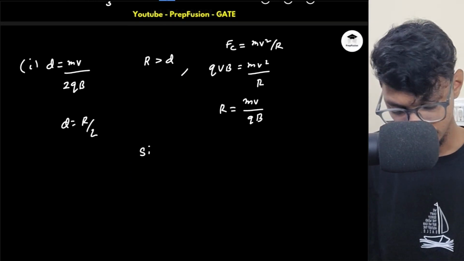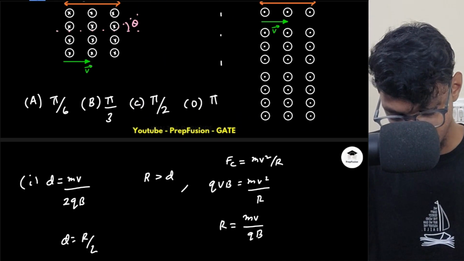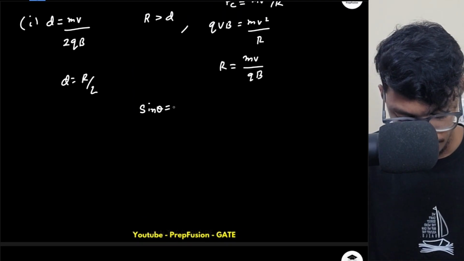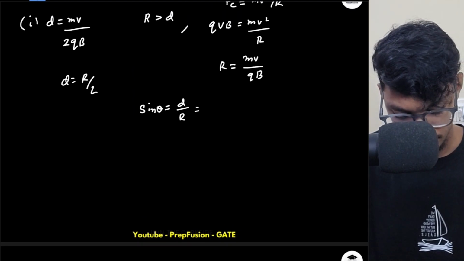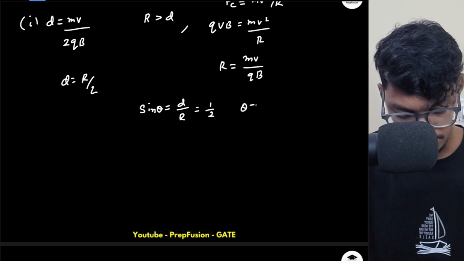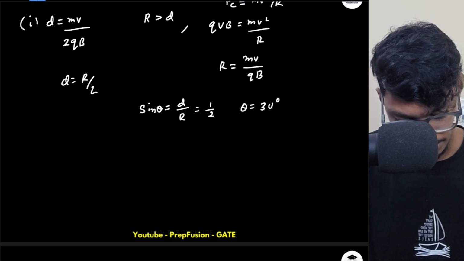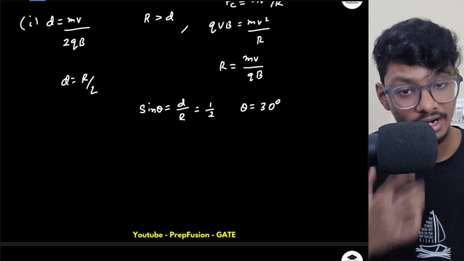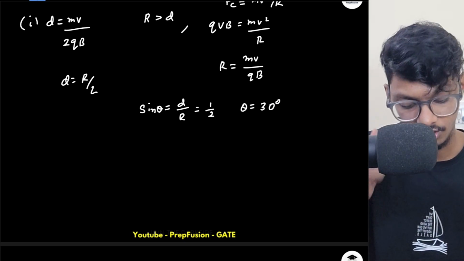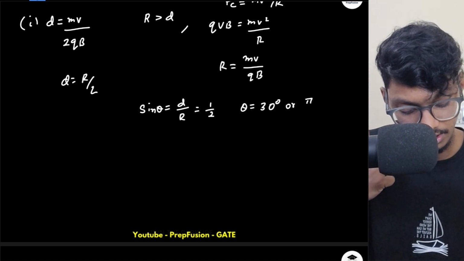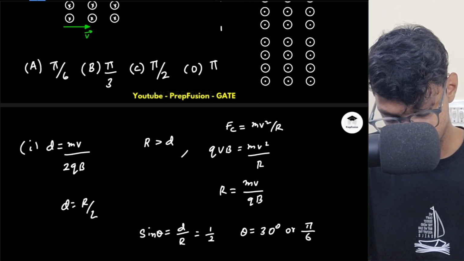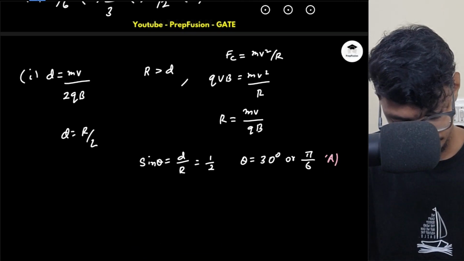Okay, so from whatever is given in the question, I will write sin theta will be D by R, which is equal to 1 by 2. So theta will be simply 30 degrees. I could have used a simple formula, that's fine, but you need to understand what is happening behind the scenes. Then only, one day when the difficult question comes, you will be able to solve it. So this is pi by 6. So option A will be correct for the first one.